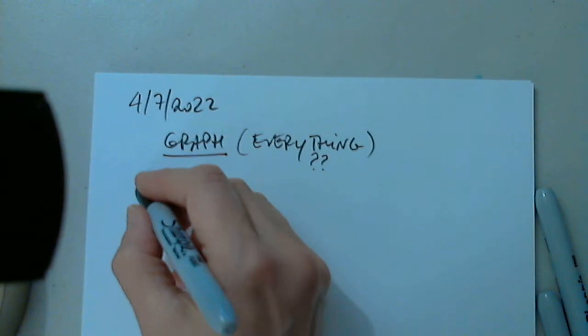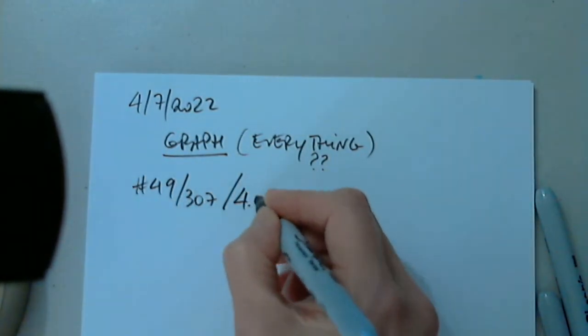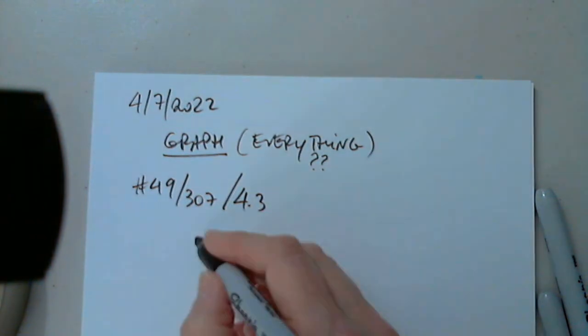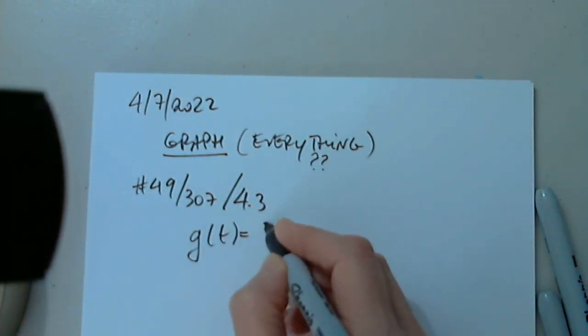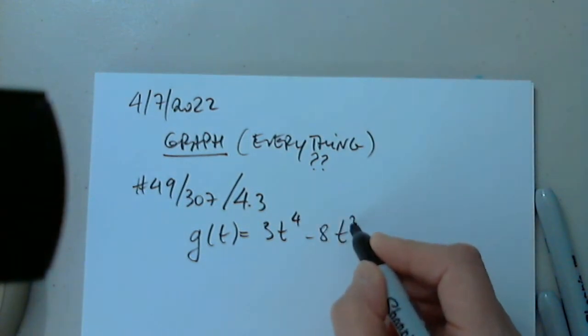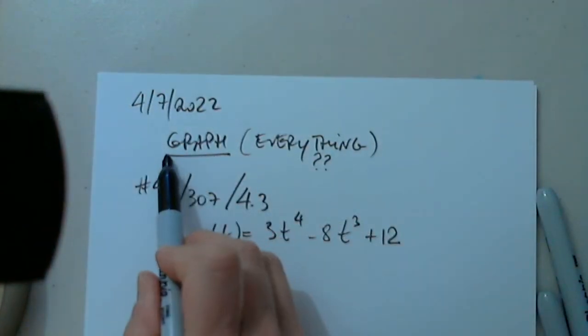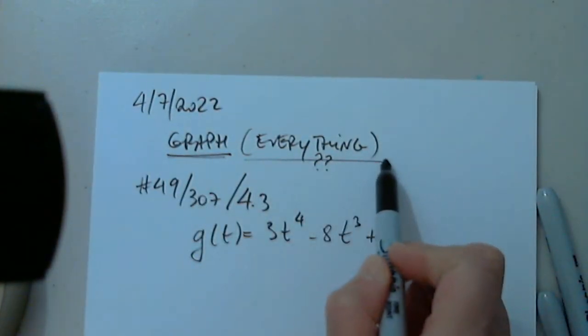So let's say I'm choosing 49 on page 307, in other words, in 4.3. So this is g of t, which is 3t to the fourth minus 8t to the third plus 12. And the question is, let me put the book away because it's in the way all the time. It's so heavy. So this is the requirement: graph it, showing everything.